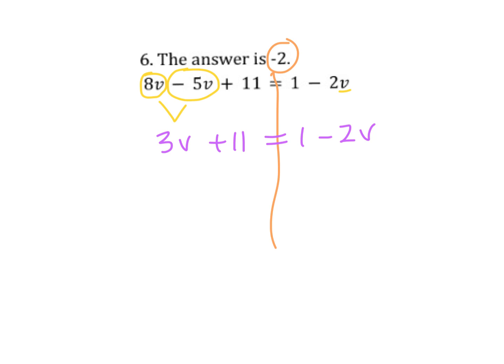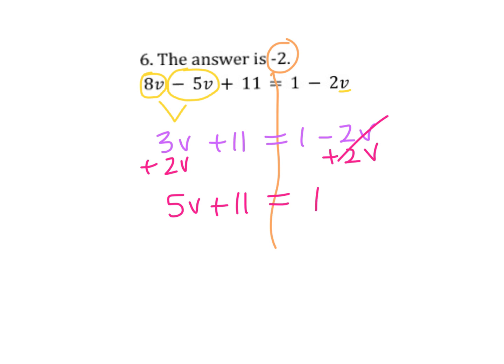Okay, now we have variables on both sides of the equation. Now let's get those together. I'm going to move the smaller v, the negative 2v, to join the 3v. So that gives us 5v plus 11 equals 1.